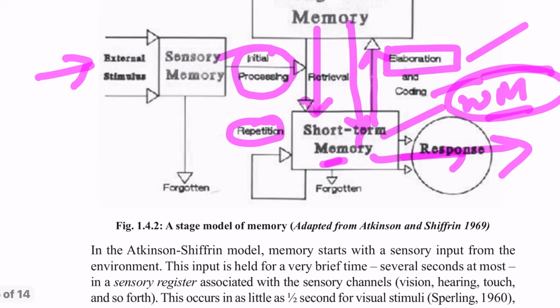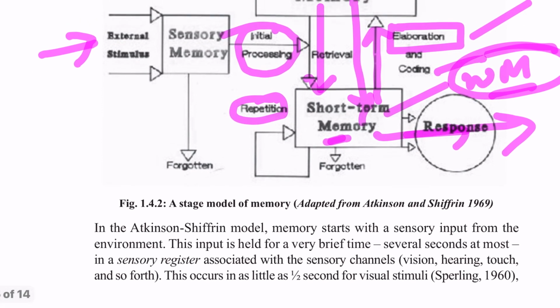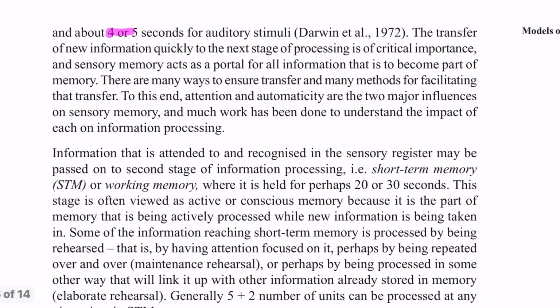We'll go into more detail. As we have discussed, in the sensory register, or sensory memory, the information remains for a very brief period of time, several seconds at most. As I have told you, this occurs in as little as half a second for visual stimuli and 4 to 5 seconds for auditory stimuli. So the sensory information period is this much.